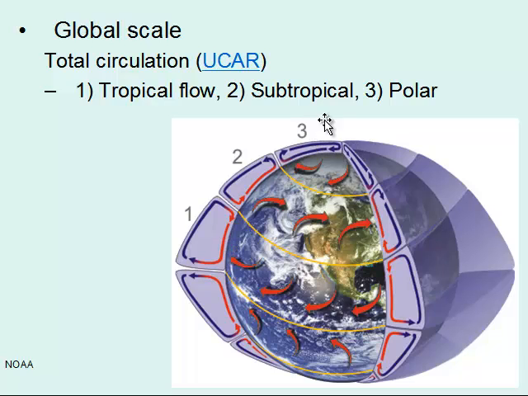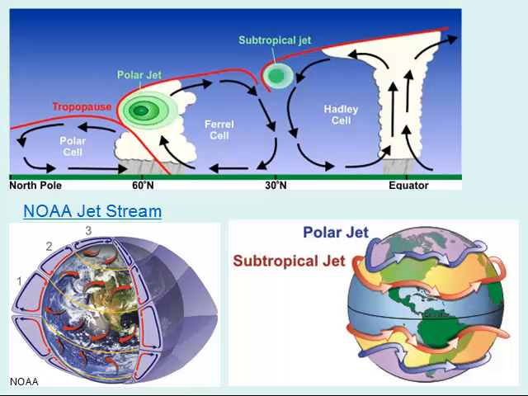You also have the polar flow, which is up here in the polar regions, where cold air sinks, travels across the surface, and then rises as it warms up. And then in the middle here, we have the subtropical flow in our neck of the woods. This is kind of the gear in between the tropical and the polar circulation patterns. So these 3 patterns actually help to produce the polar jet and the subtropical jet.